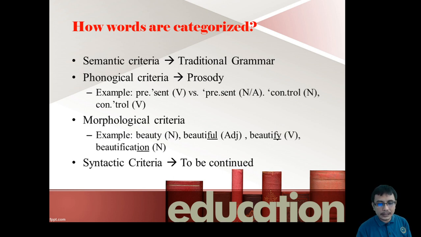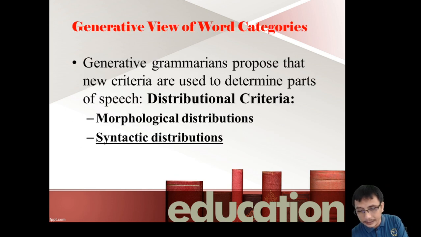So we know from the morphology that certain affixes like -ful, -ian, and so on can indicate a certain part of speech. For example, beautiful is an adjective because -ful is an affix referring to adjective, and beautify is a verb because of the -fy affix, and then beautification is a noun because -ion is a derivation for a noun. And then we are going to focus more on the next criteria, which is called syntactic criteria.